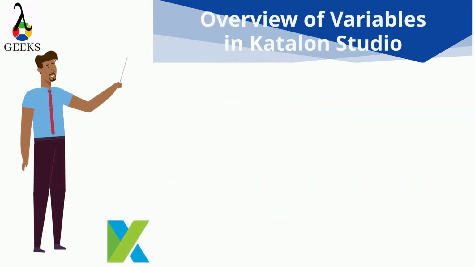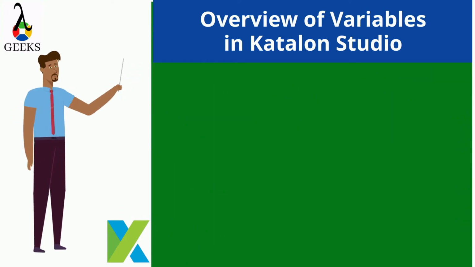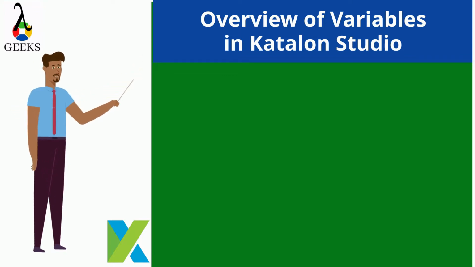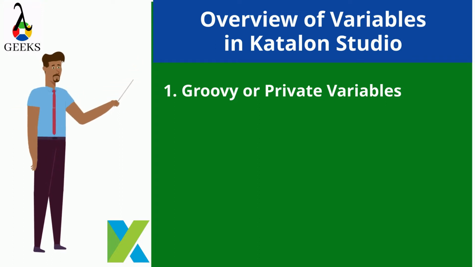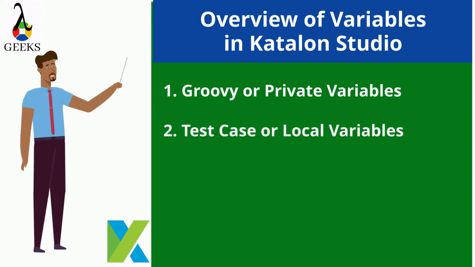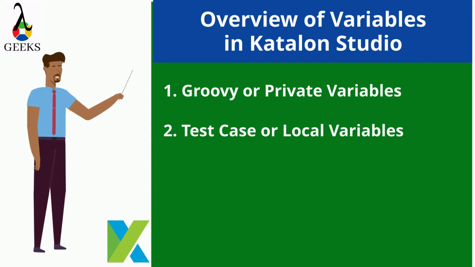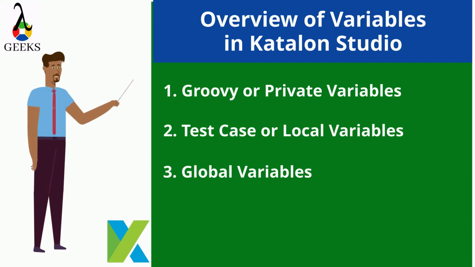Today, we will learn the overview of variables. There are three types of variables supported in Katalon Studio, which are Groovy variables, also known as private variables, test case variables, also known as local variables, and global variables. In this video, we are going to discuss Groovy or private variables.